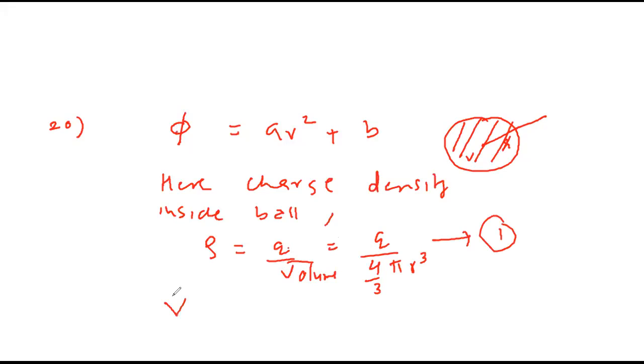This is V. Potential V is A R square plus B. To get charge, we can find flux, because by Gauss's theorem, flux upon epsilon naught is equal to electric field intensity. Yes, we are going to study further in Gauss's theorem. Q inside upon epsilon naught is nothing but flux.